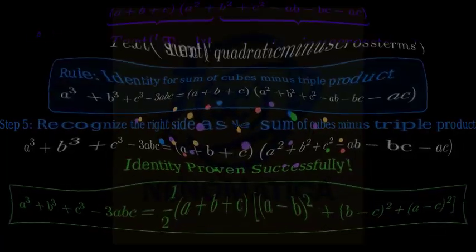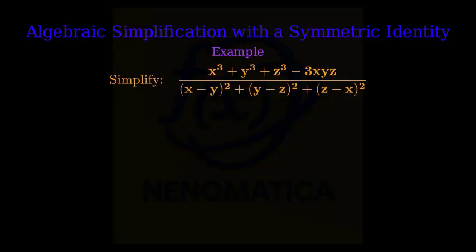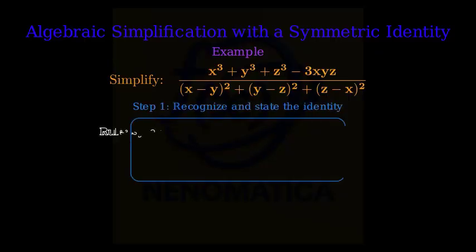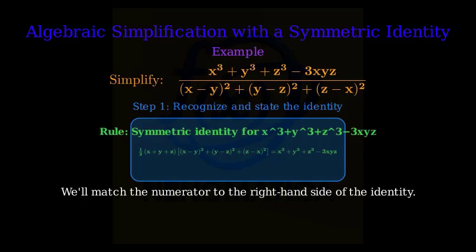Well done. In this quick walkthrough, we will simplify a classic symmetric algebraic fraction using a powerful identity. First, let us display the example and the exact expression we will simplify. Now, here is the key identity we will use. 1/2 times the sum (x plus y plus z) multiplied by the bracket of squared differences equals x cubed plus y cubed plus z cubed minus 3xyz.